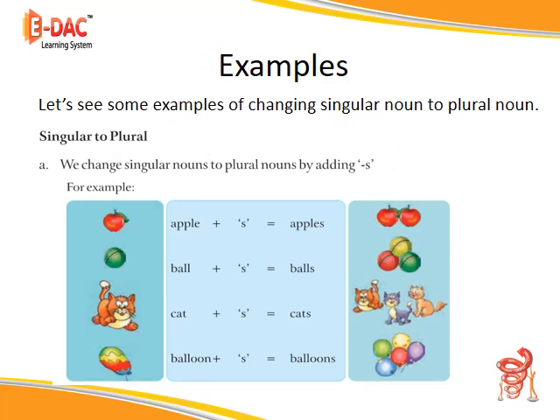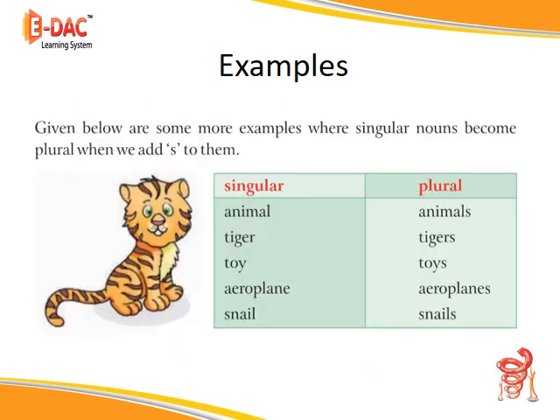Let's see some examples of changing singular noun to plural noun. Singular to plural. We change singular nouns to plural nouns by adding s. For example, apple, apples, ball, balls, cat, cats, balloon, balloons. Given below are some more examples where singular nouns become plural when we add s to them: animal, animals. Tiger, tigers. Toy, toys.